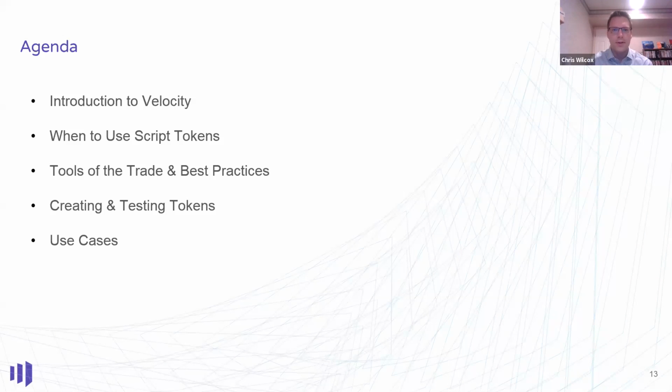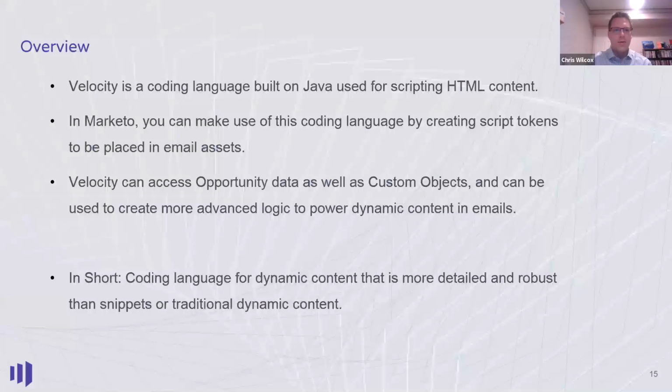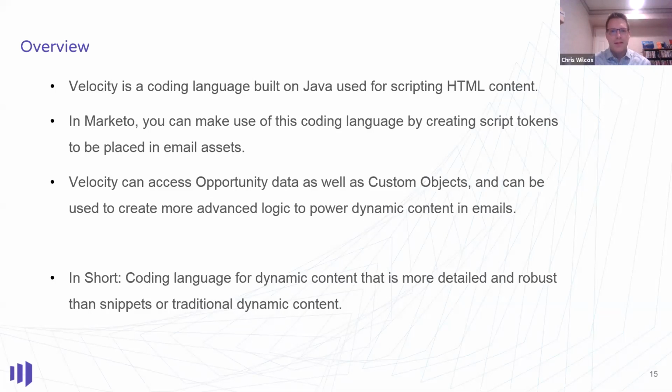So first and foremost, what is velocity? Velocity is a coding language. It's built on a JavaScript framework, and basically it's used for scripting HTML content. That's a little ambiguous, but basically in Marketo you can use the coding language to create snippets, and you can put those inside your email assets, and essentially it's creating dynamic content.